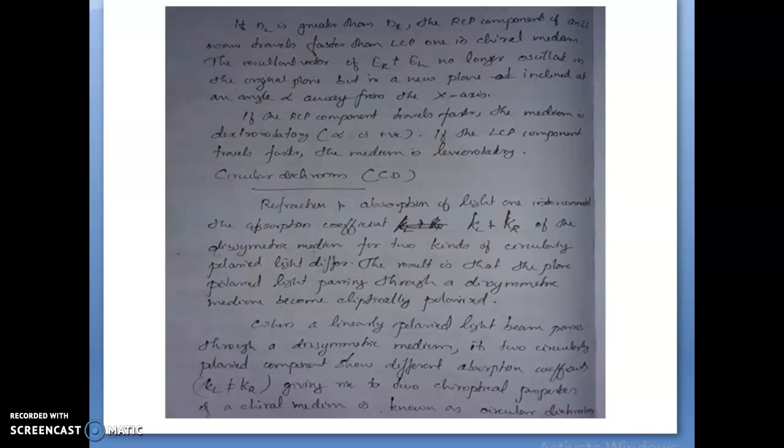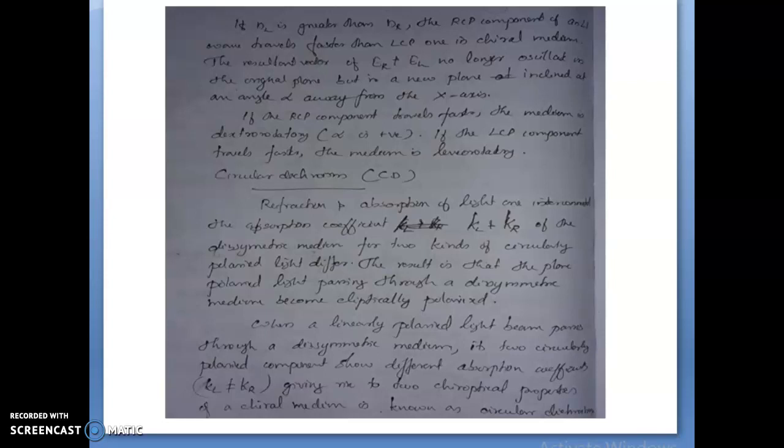If nL is greater than nR, the RCP component of the LP wave travels faster than LCP one in a chiral medium. The resultant vector of ER and EL no longer oscillates in the original plane, but in a new plane inclined at an angle alpha away from the x-axis.